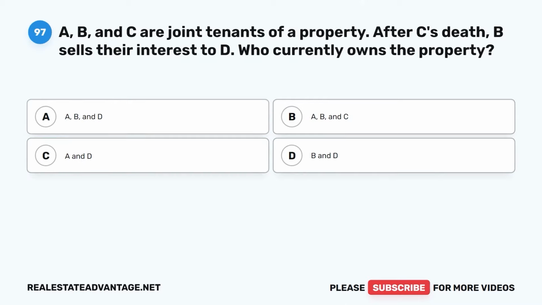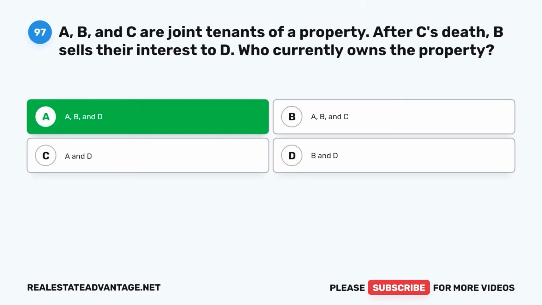Question 97. A, B, and C are joint tenants of a property. After C's death, B sells their interest to D. Who currently owns the property? A. A, B, and D. B. B and C. C. A and D. D. B and D. The correct answer is A, B, and D.